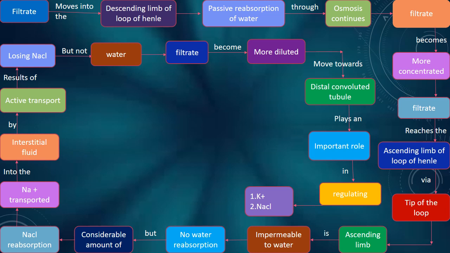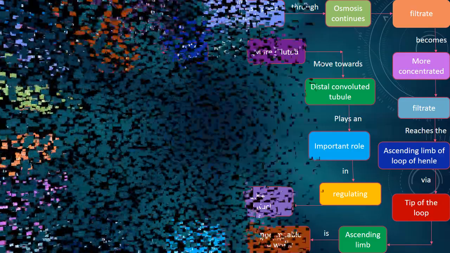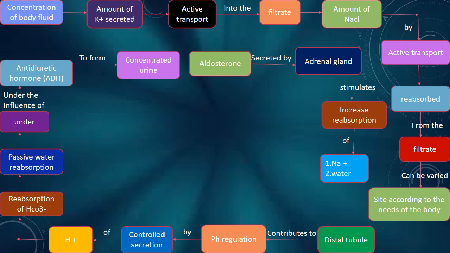The distal convoluted tubule plays an important role in regulating K+ and NaCl concentration of body fluid. The amount of K+ secreted by active transport into the filtrate, and the amount of NaCl reabsorbed from the filtrate by active transport, can be varied according to the needs of the body.